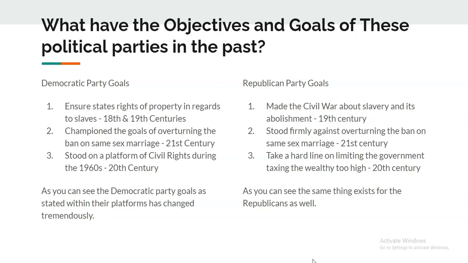As you can see, the Democratic Party goals, as stated within their platforms, has changed tremendously, as well as has Republicans. Made the Civil War about slavery and its abolishment in the 19th century, stood firmly against overturning the ban on same-sex marriage in the 21st century, and took a hard line on limiting the government taxing the wealthy too high. As you can see, the same thing exists for Republicans as well.